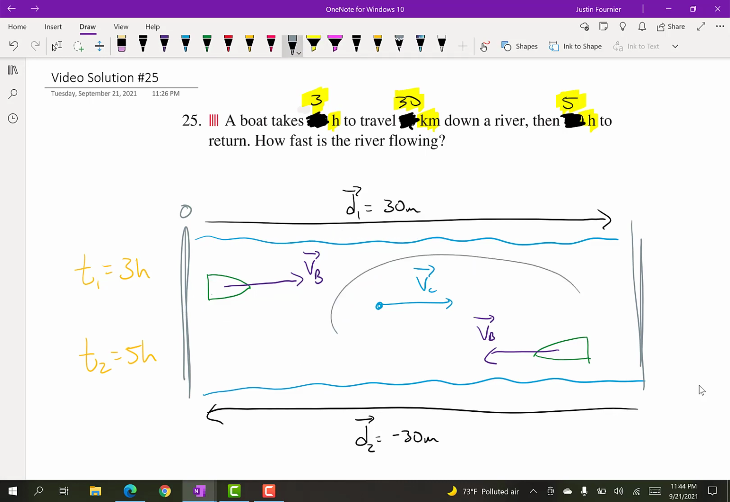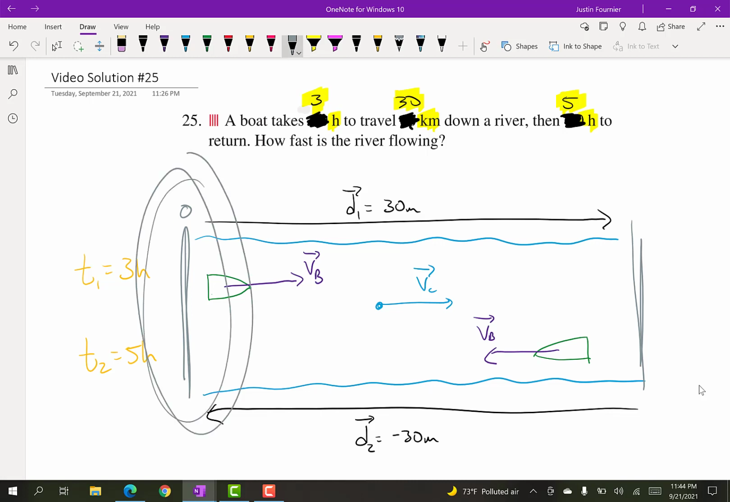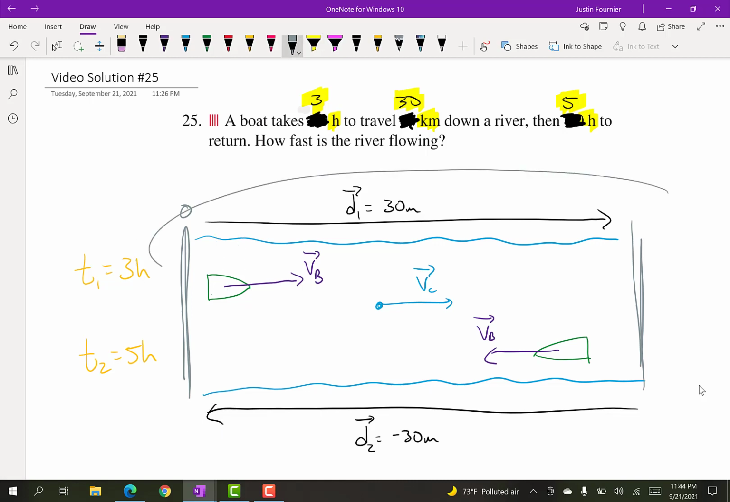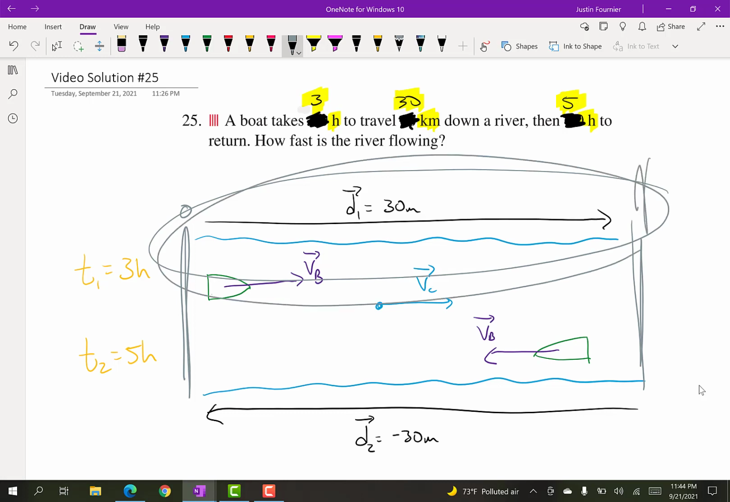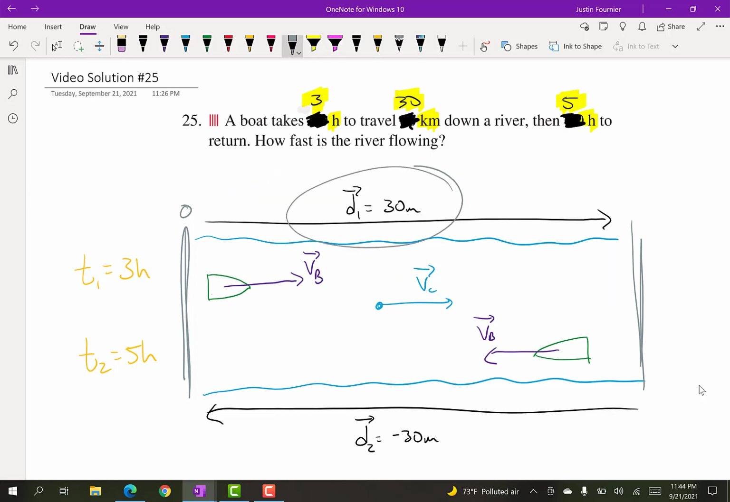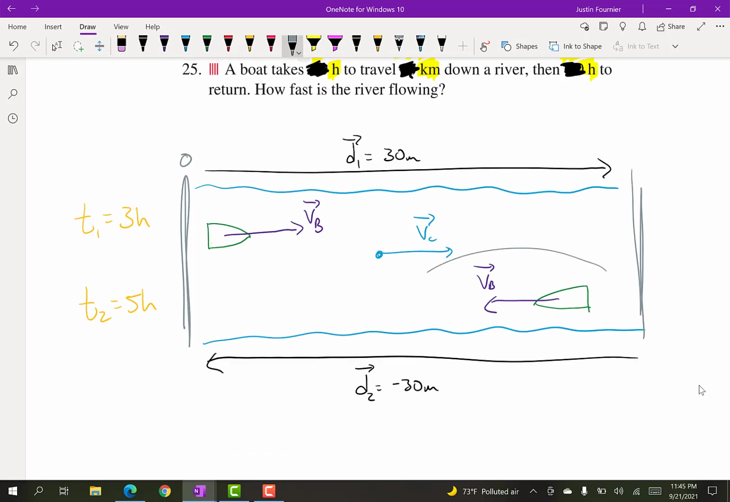When the velocity of the boat was going opposite the direction of the current, the velocities were pointing in opposite directions. I'll say that the scale is not properly proportioned here. If I make this my origin where the boat starts, during the first part, when it goes all the way to the finish line here, the displacement is positive 30 because it goes to the right. When it goes back, the displacement is going to be negative 30, and that takes 5 hours to do, as opposed to 3 hours going there.